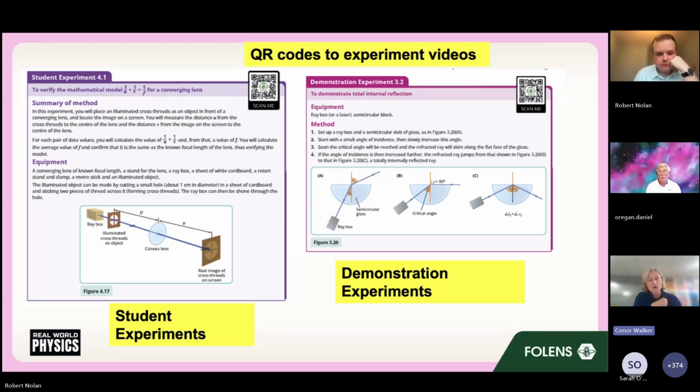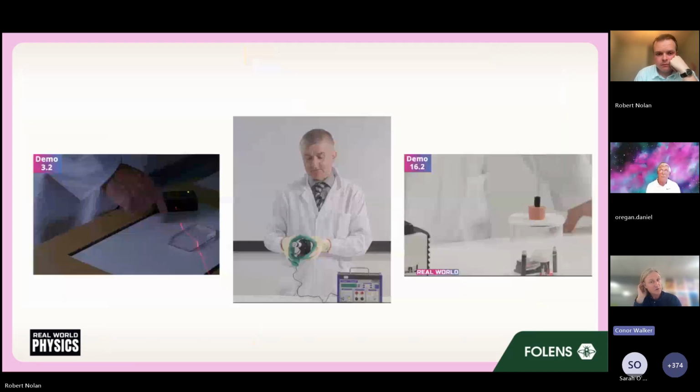As you can see there, there are QR codes attached to each that link us to the experiment videos, which are brand new, and we've got a full range of those for the program. And these are just some stills from that. They're in development and will be available on Folens Hive very soon. We're hoping we'll be able to upload a couple for the first few chapters later on this week. So the full complement will be available very soon.